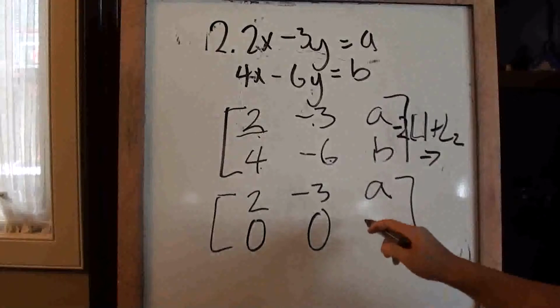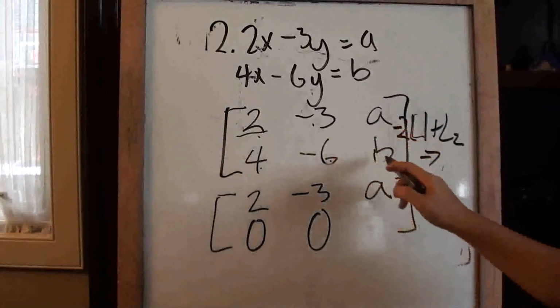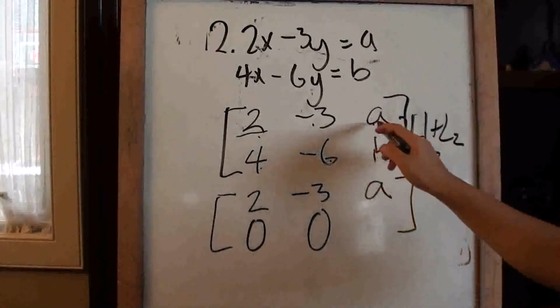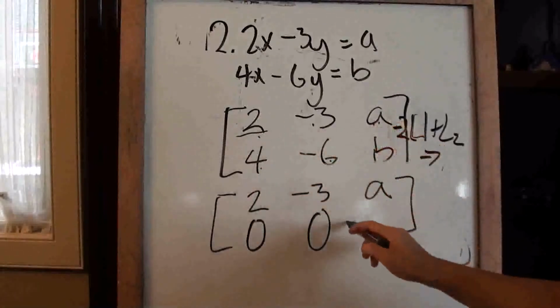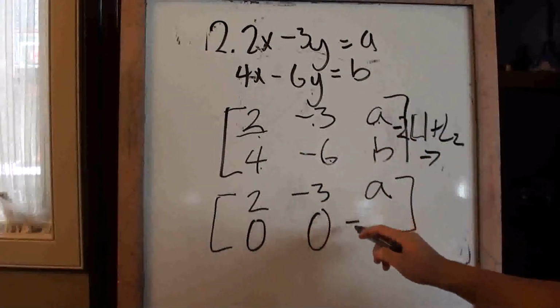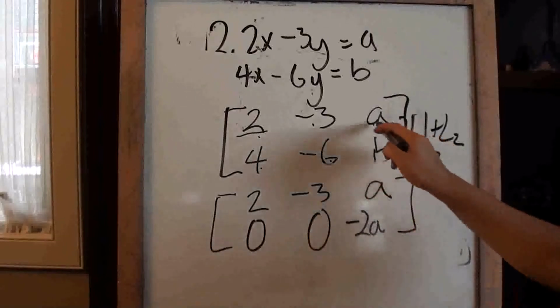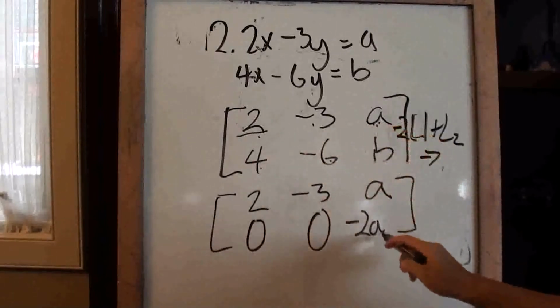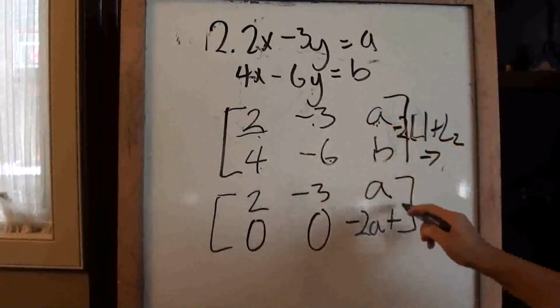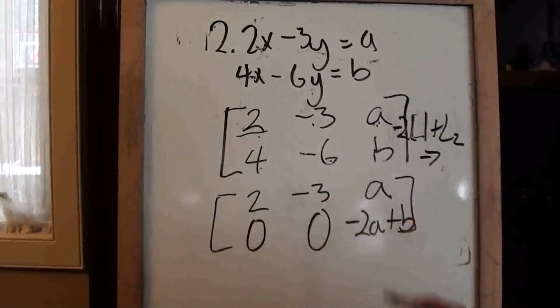Oh, we might actually get, oh no, I'm getting overly excited. Okay, so A times -2, -2A, right? Because L1 is A, -2. And then plus B. Right.